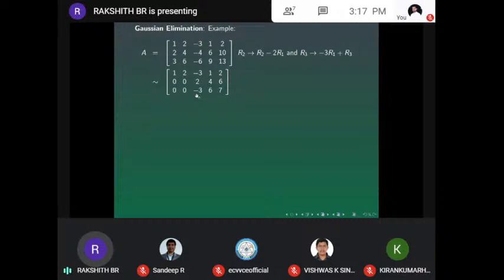For that, go for the same process. You just multiply the second row by 3 by 2 and add it to the third row. So if you perform these operations, this matrix will be row equivalent to the following matrix: 1, 2, -3, 1, 2, 0, 0, 2, 4, 6. If you multiply by -3 by 2, you will get it as 0 here. I just need to multiply it by 3 by 2 actually, so I think this number actually changes.